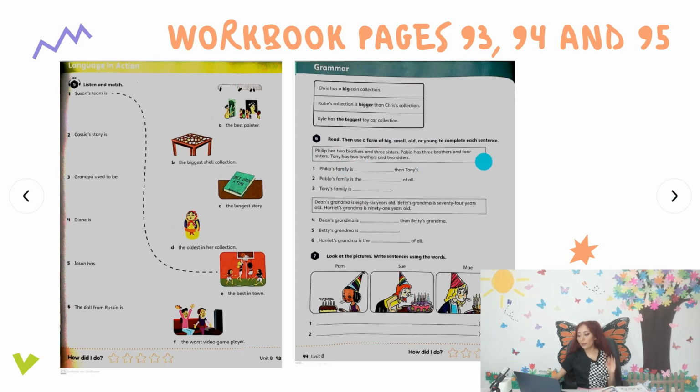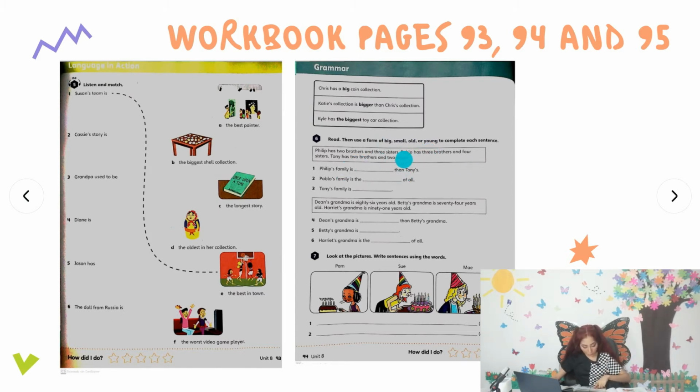Pablo has 3 brothers and 4 sisters. Tony has 2 brothers and 2 sisters. Okay? So, I will say number 1, Philip's family is blank than Tony's. Esto significa que estamos comparing. So we are going to use a comparative, ¿ok? Uno de estos lo vamos a usar en comparative. Is it bigger, smaller, older, younger? Dependiendo de la que escojas.